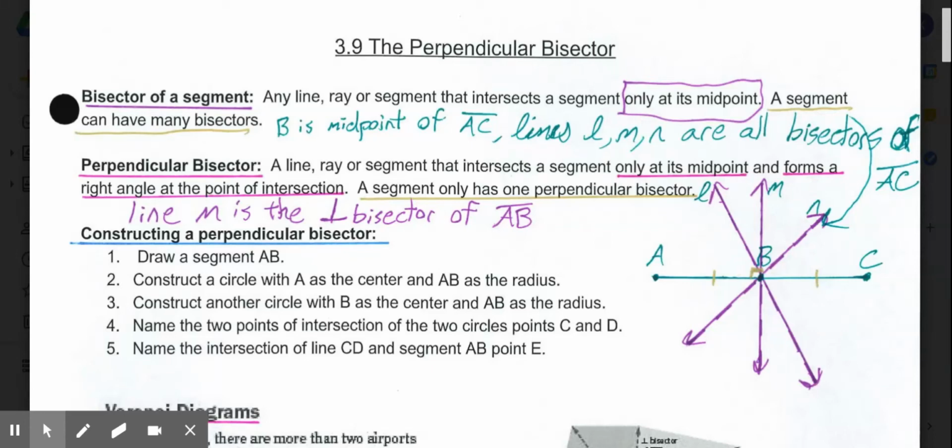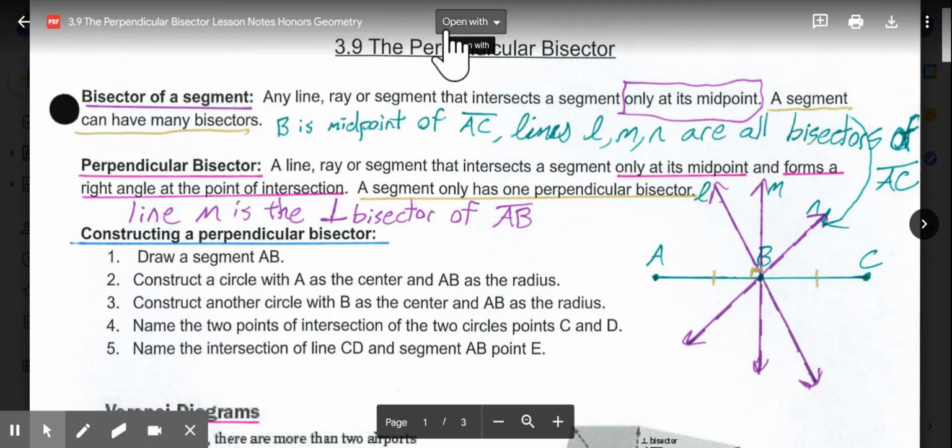Welcome to lesson 3.9, the perpendicular bisector. In our last lesson, we looked at perpendiculars, and remember, perpendiculars meet at 90 degrees or a right angle. Bisectors are what we're going to dive a little bit deeper into in this lesson, and the idea of perpendicular bisectors.